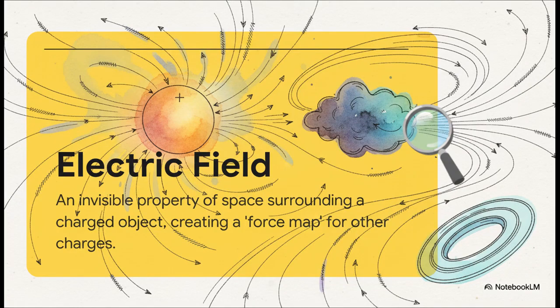Just imagine that every single charged object in the universe creates this invisible web all around it. It's like a force map that fills the space. And any other charge that wanders into this map instantly knows which way to go and exactly how hard it's going to get pushed or pulled. It's the way the universe sends messages about force across totally empty space.